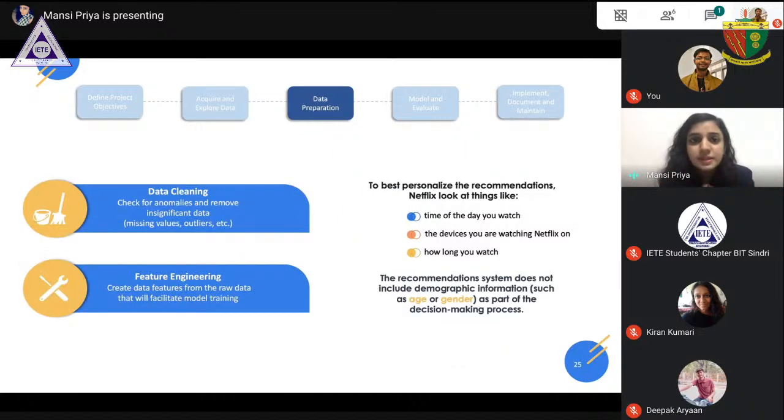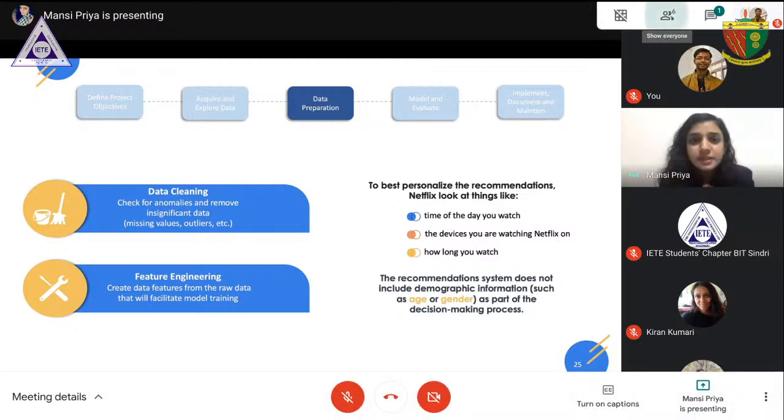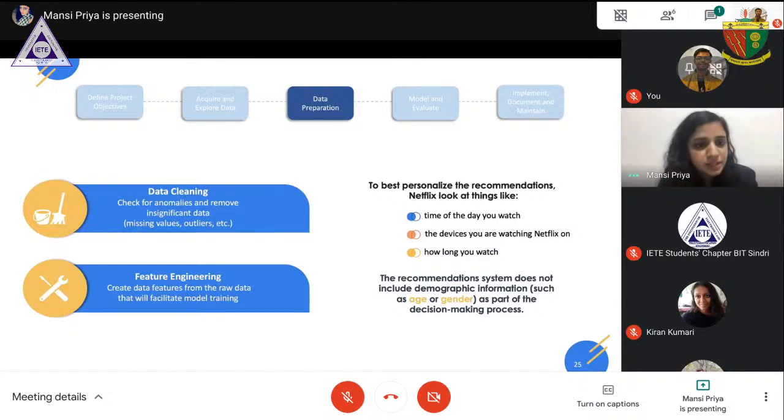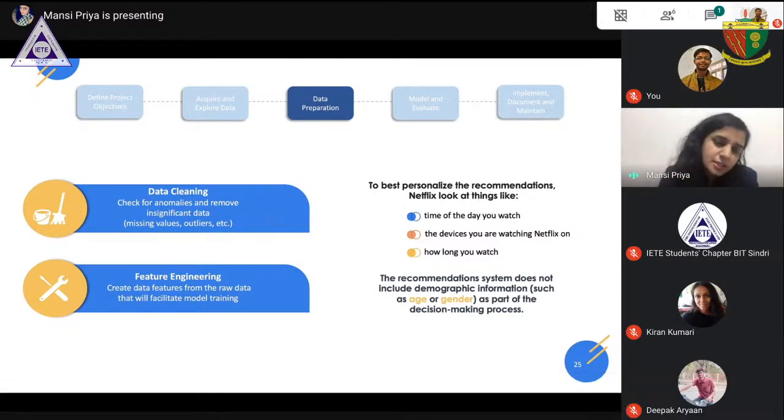The third step is data preparation. So now we have collected all the data. Now you need to prepare it so that it is in a good standardized format and can be put into your algorithm. The first very important thing that you need to do is data cleaning. In data cleaning, your data will not be perfect in real-world scenarios.